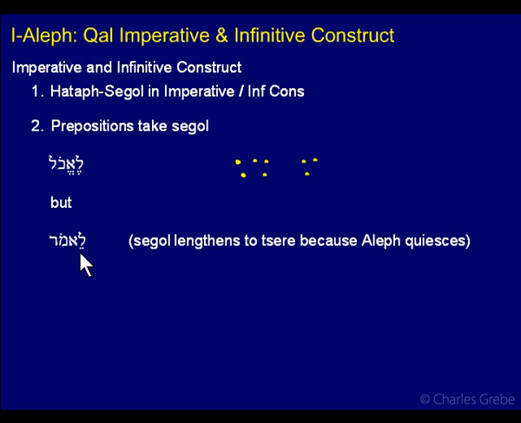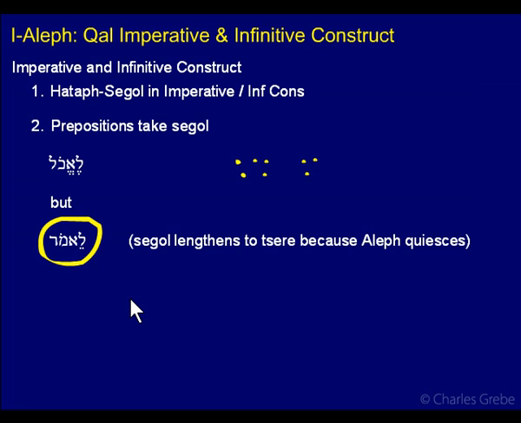But with Amar, which is the most common of these verbs that take the holum prefix vowel, what happens is Aleph quiesces, which means it loses its vowel, so it loses this, and therefore this lengthens to compensate. So it goes to tzere. And this here, you can learn this just as a vocabulary item if you haven't already. Lemor. It's very, very common.